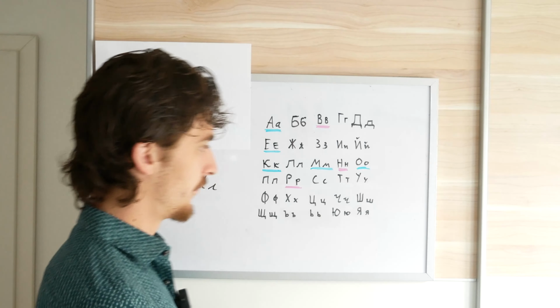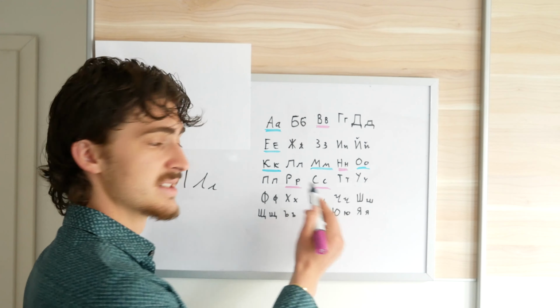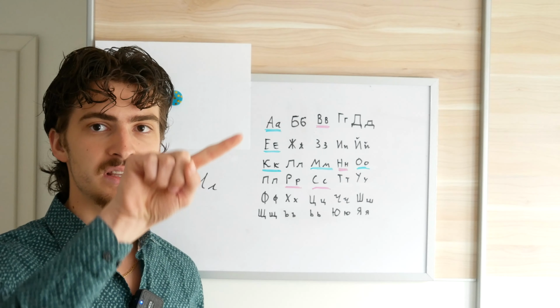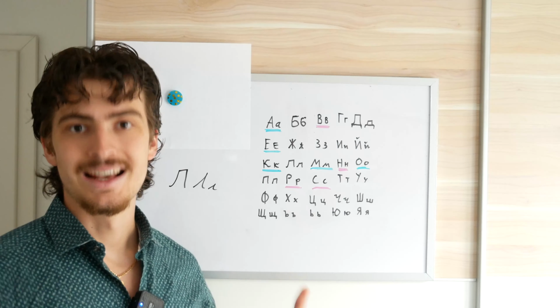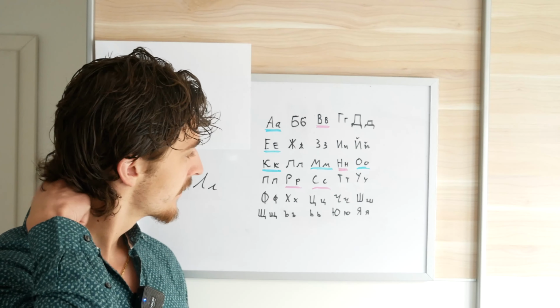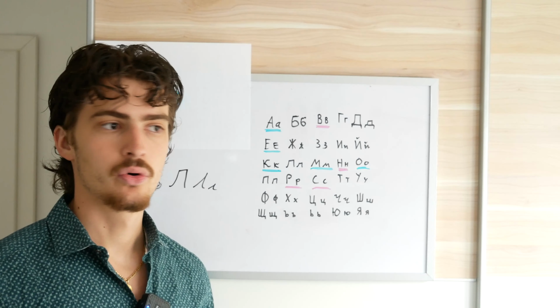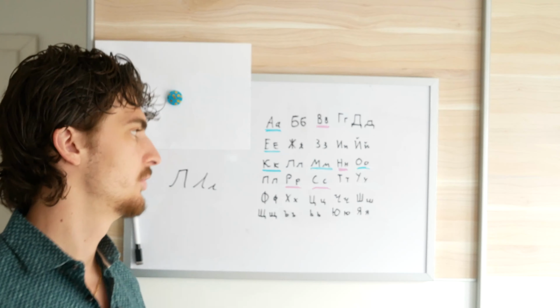Next up is another false friend, which is the letter S. It looks exactly like the English C, but this is an S, basically. Take the word sea, or seagull. That's how you would use it.